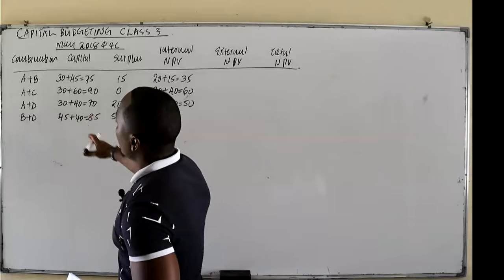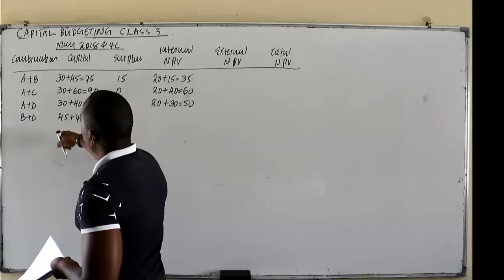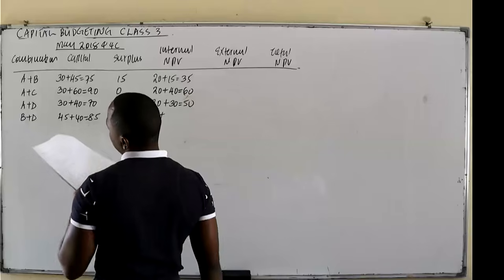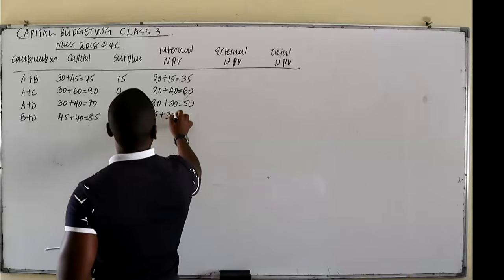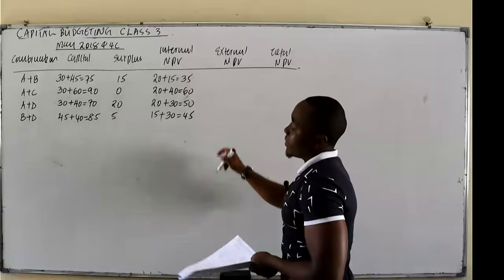So now these are all the available combinations. So now let's get the internal NPV. B, how much is the NPV? 15. What about D? 30. You get a total of 45. Good. Now let's compute external NPV.